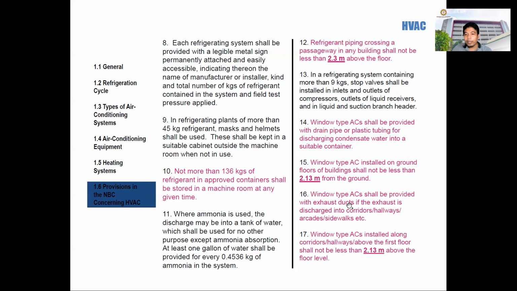Okay, then window type aircon shall be provided with exhaust ducts if the exhaust is discharged into corridors, hallways, arcades, or sidewalks. Then number 15, window type aircons installed along corridors, hallways above the first floor shall not be less than 2.13 meters above every floor level.